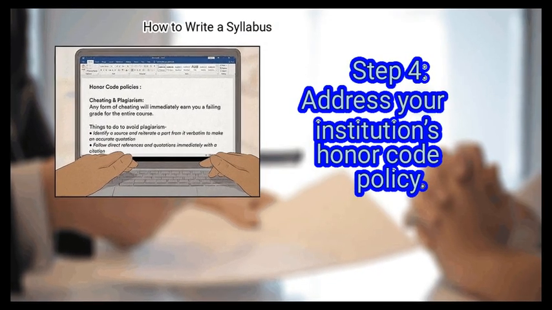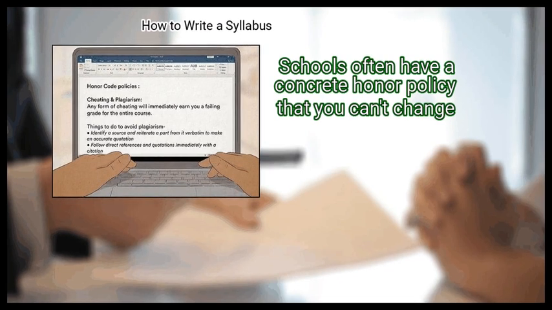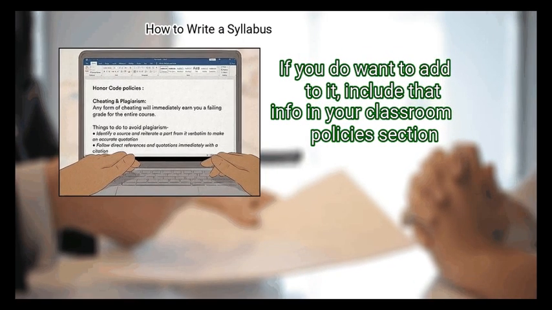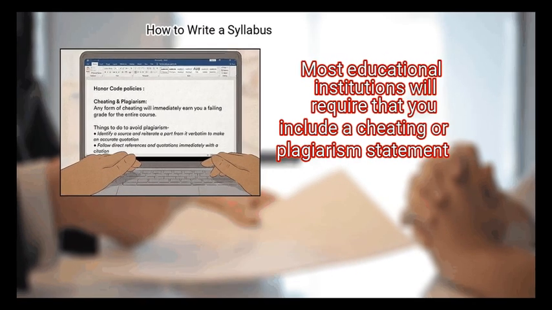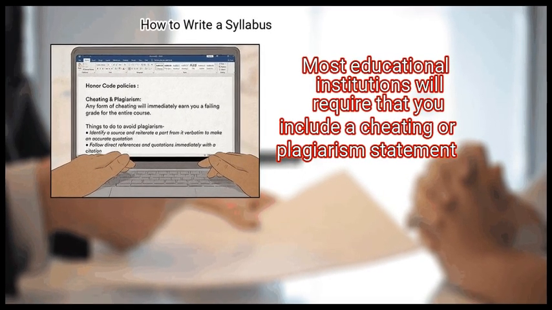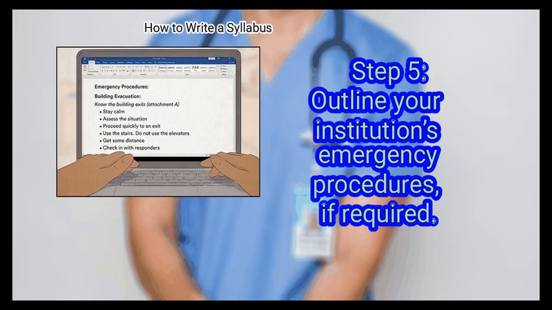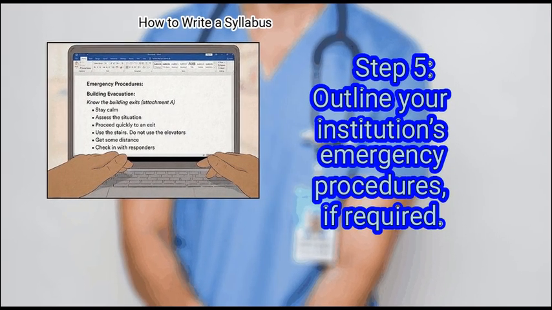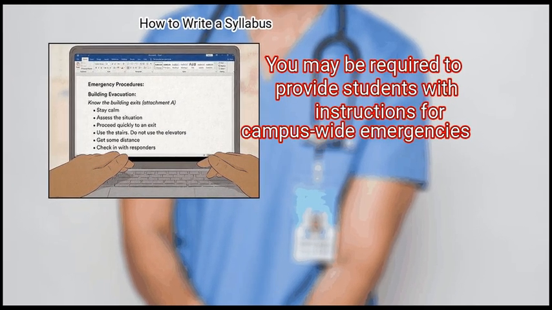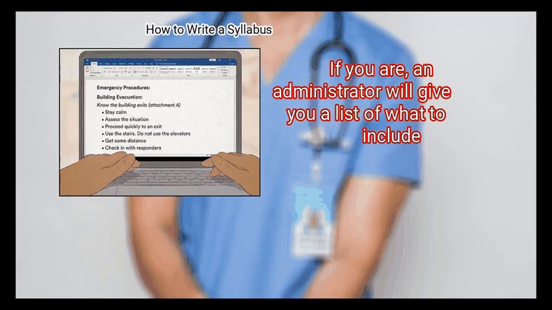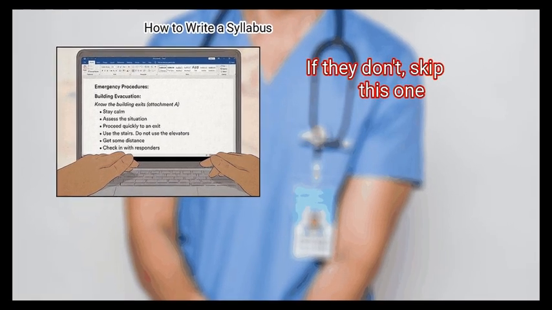Step 4. Address your institution's honor code policy. Schools often have a concrete honor policy that you can't change. If you do want to add to it, include that info in your classroom policy section. Most educational institutions will require that you include a cheating or plagiarism statement. Finally, outline your institution's emergency procedures, if required. You may be required to provide students with instructions for campus-wide emergencies. If you are, an administrator will give you a list of what to include. If they don't, skip this one.